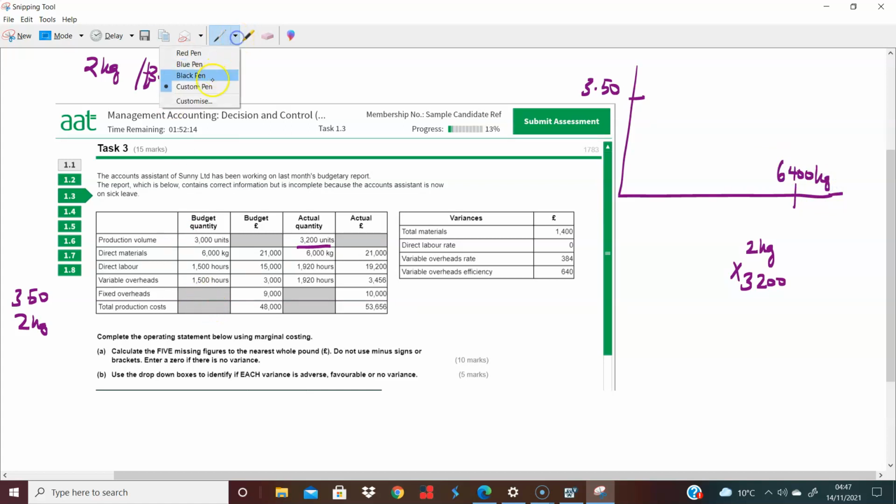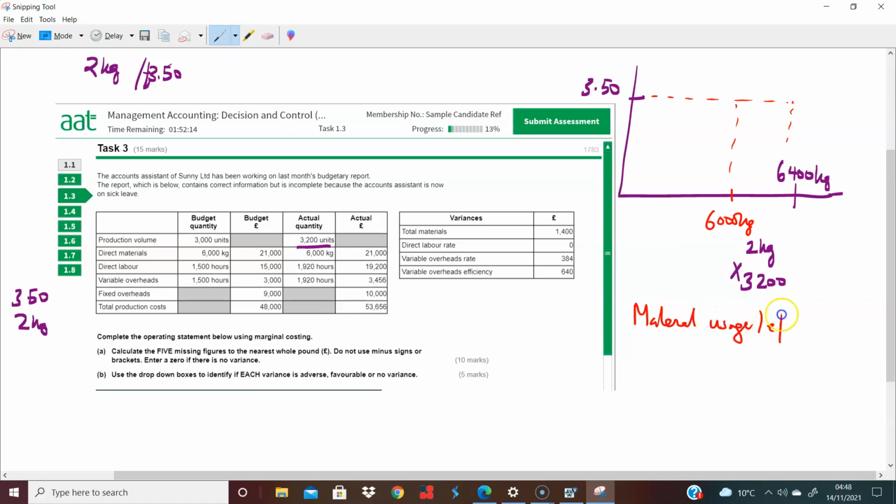I'm going to change my pen color. What actually happens here is that, according to the question, you actually use 6,000 kilograms. Interesting. And you actually spend £3.50. So from a materials variance point of view, let's look at that first. We have a saving. You use 6,000 kilograms when we were expecting you to use 6,400 kilograms.